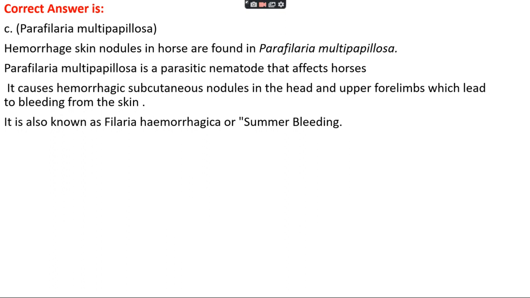Hemorrhagic skin nodules in horses are found in case of Parafilaria multipapillosa infestation. Parafilaria multipapillosa is a parasitic nematode that mainly affects horses. It causes hemorrhagic subcutaneous skin nodules on the head as well as upper forelimbs, which lead to bleeding from the skin. It is also known as filaria hemorrhagica or summer bleeding.